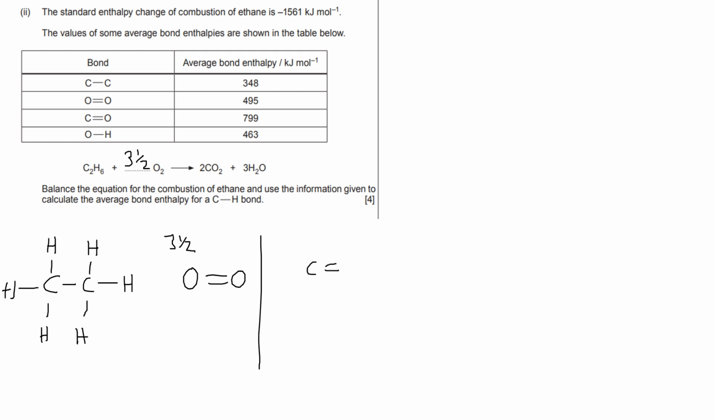CO2 is C double bond O, C double bond O. And there's 2 of them. And water is H2O, and there's 3 of them.